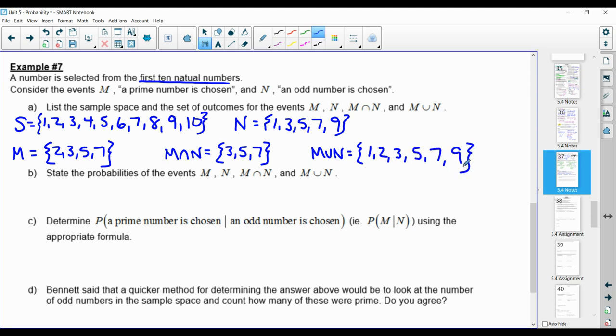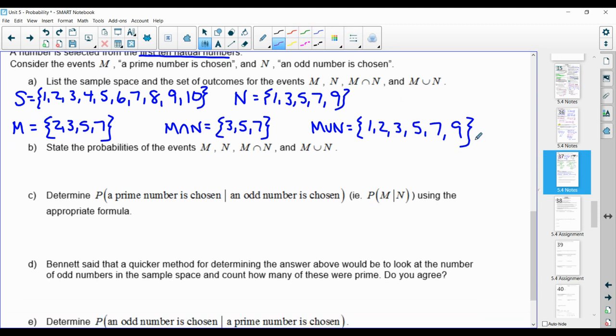Whenever you're given these questions, it's really helpful to list your sample space. Essentially, you're listing your sets and your subsets, and then from there, it's easier to determine your probabilities. So we're going to consider the probabilities for each of these.